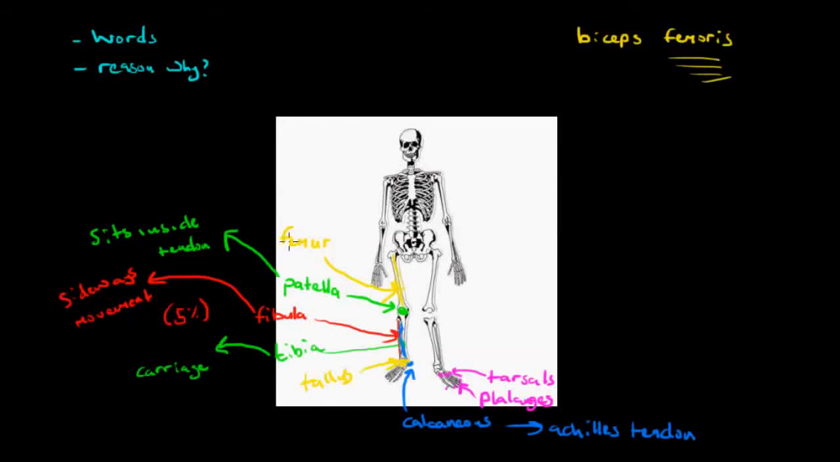So the word femur is useful for you to know because it allows you to understand, well, okay, biceps, I've heard that, might be in the arm. Femoris, no, it's in the leg because it's near the femur. Okay, next one. Let's move up.